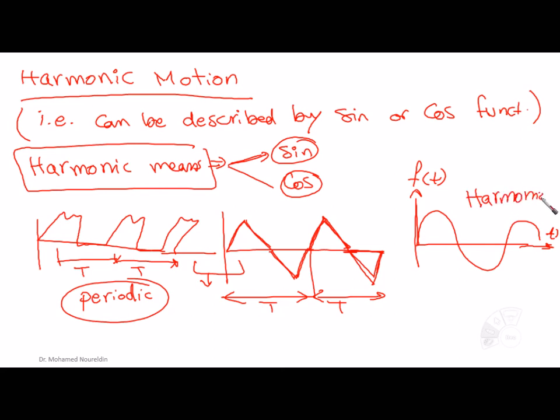In harmonic, it can be described by sine or cosine function. Okay? Sinusoidal function. What is the difference between the two? I can't put it in this definition. I can't write it for you. So every harmonic loading is periodic, but not all periodic loading is harmonic. So I can't put it like this.